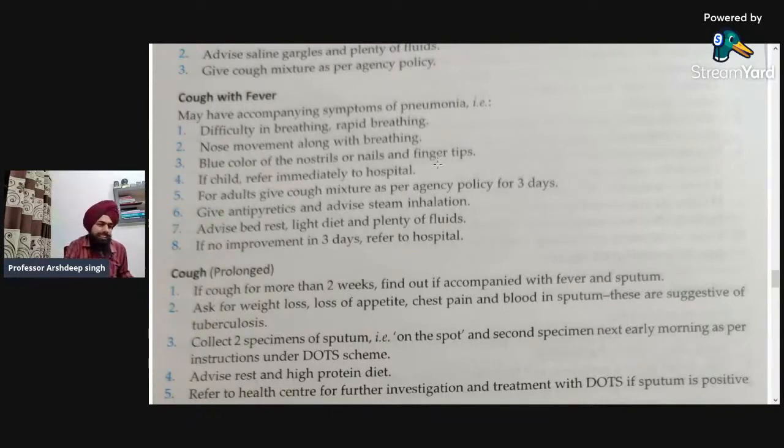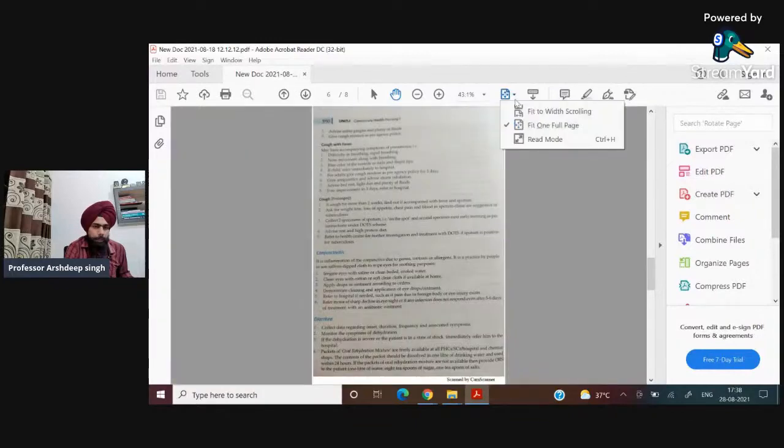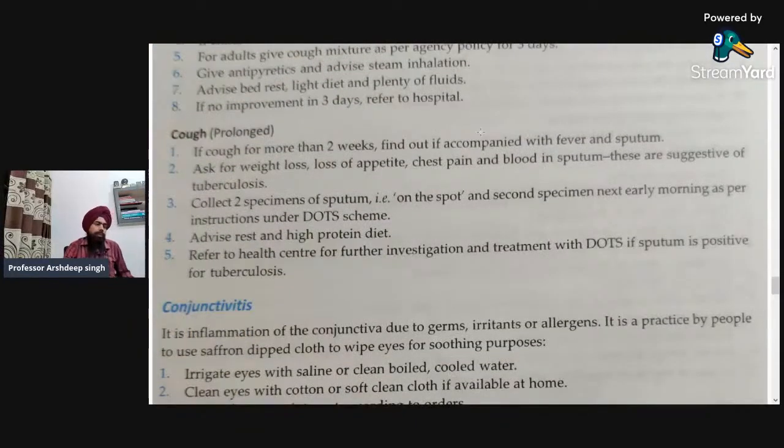Okay, and last one is cough. That would be prolonged cough. So the prolonged cough includes if cough for more than 2 weeks and is accompanied with fever and sputum. So these can be the signs of tuberculosis.